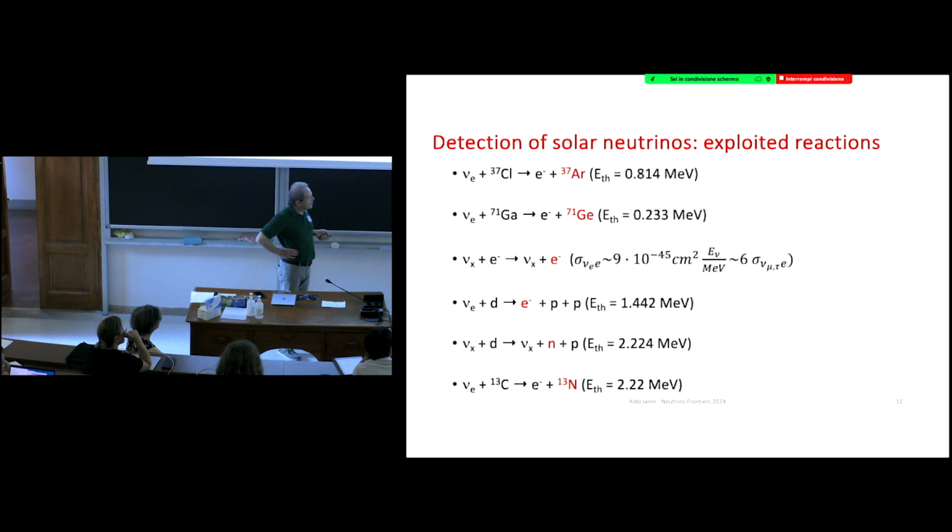There is also another process, which I will talk about later at the end of my talk, which is a capture on carbon-13, producing nitrogen with some radioactivity. So you see that the different detection processes have different thresholds, and so one can probe different sources of solar neutrinos. The most are above 1 MeV.